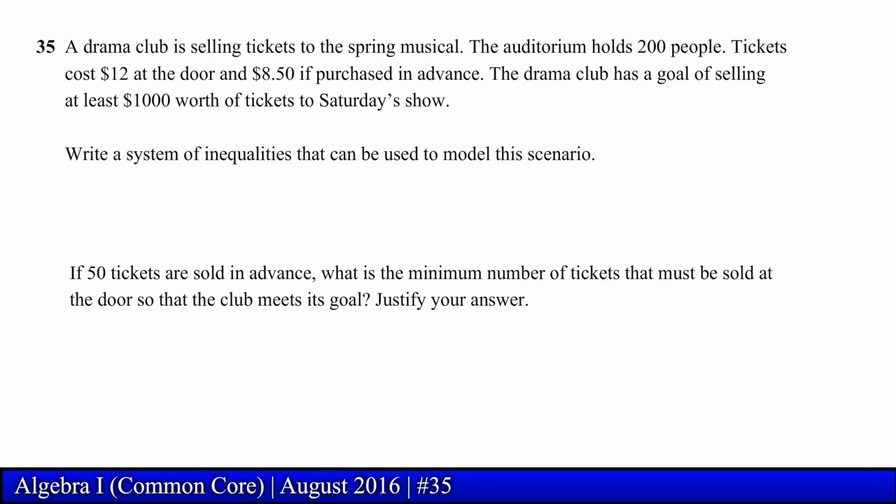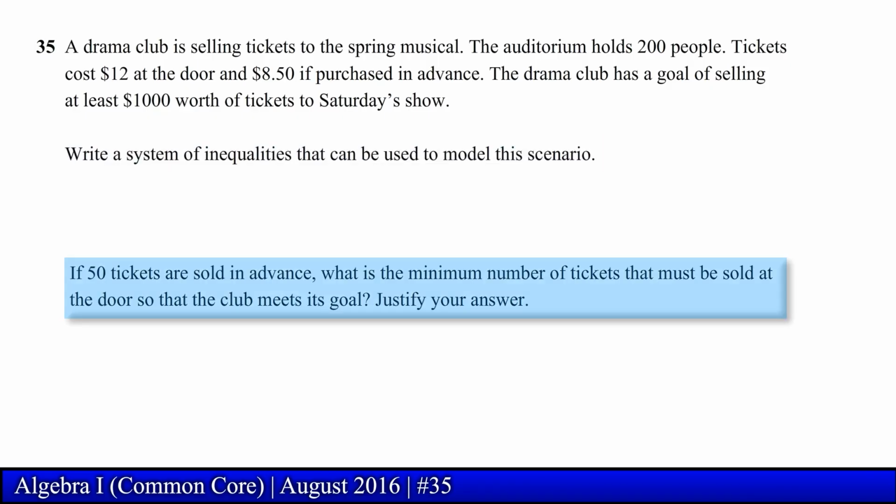Write a system of inequalities that can be used to model this scenario. If 50 tickets are sold in advance, what is the minimum number of tickets that must be sold at the door so that the club meets its goal? Justify your answer. In this problem, we need to write the system of linear inequalities that models the scenario.